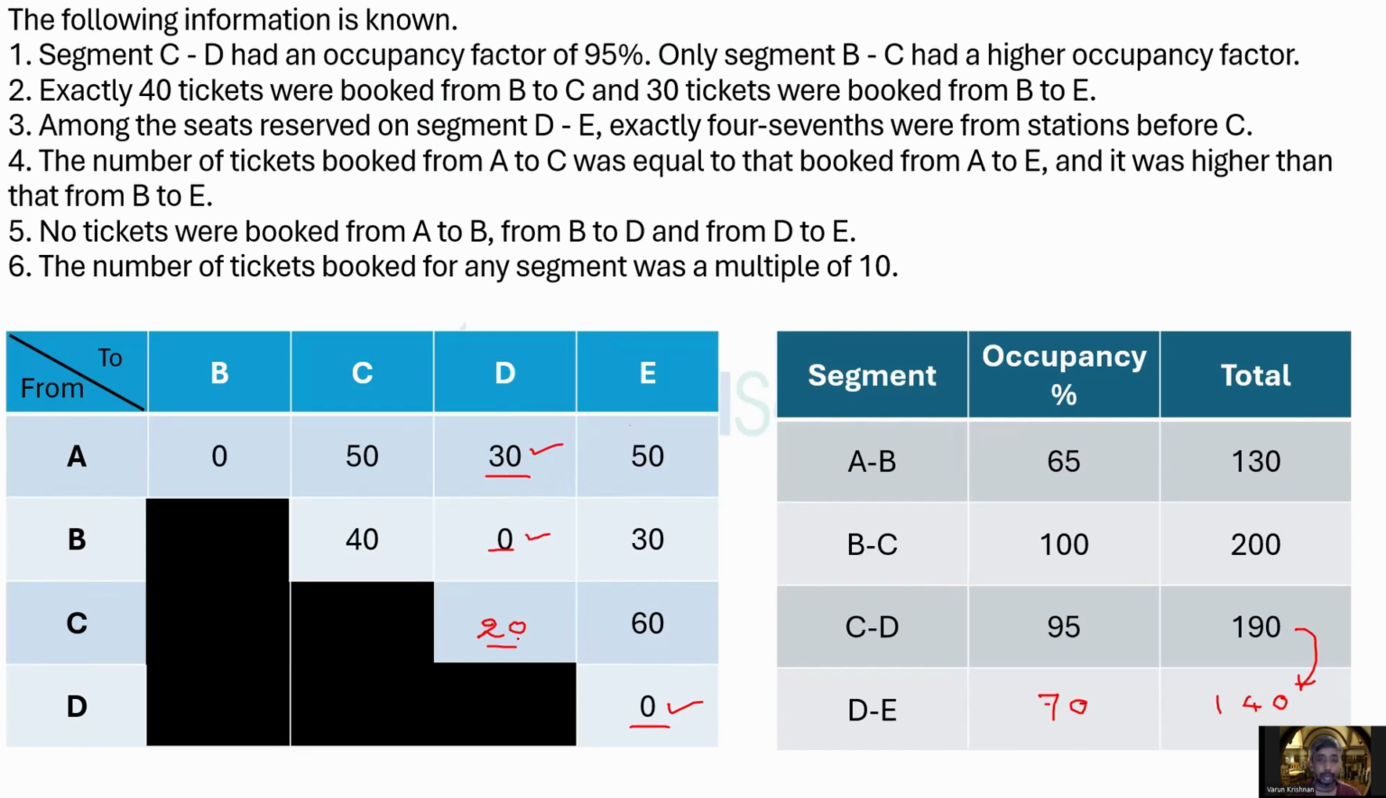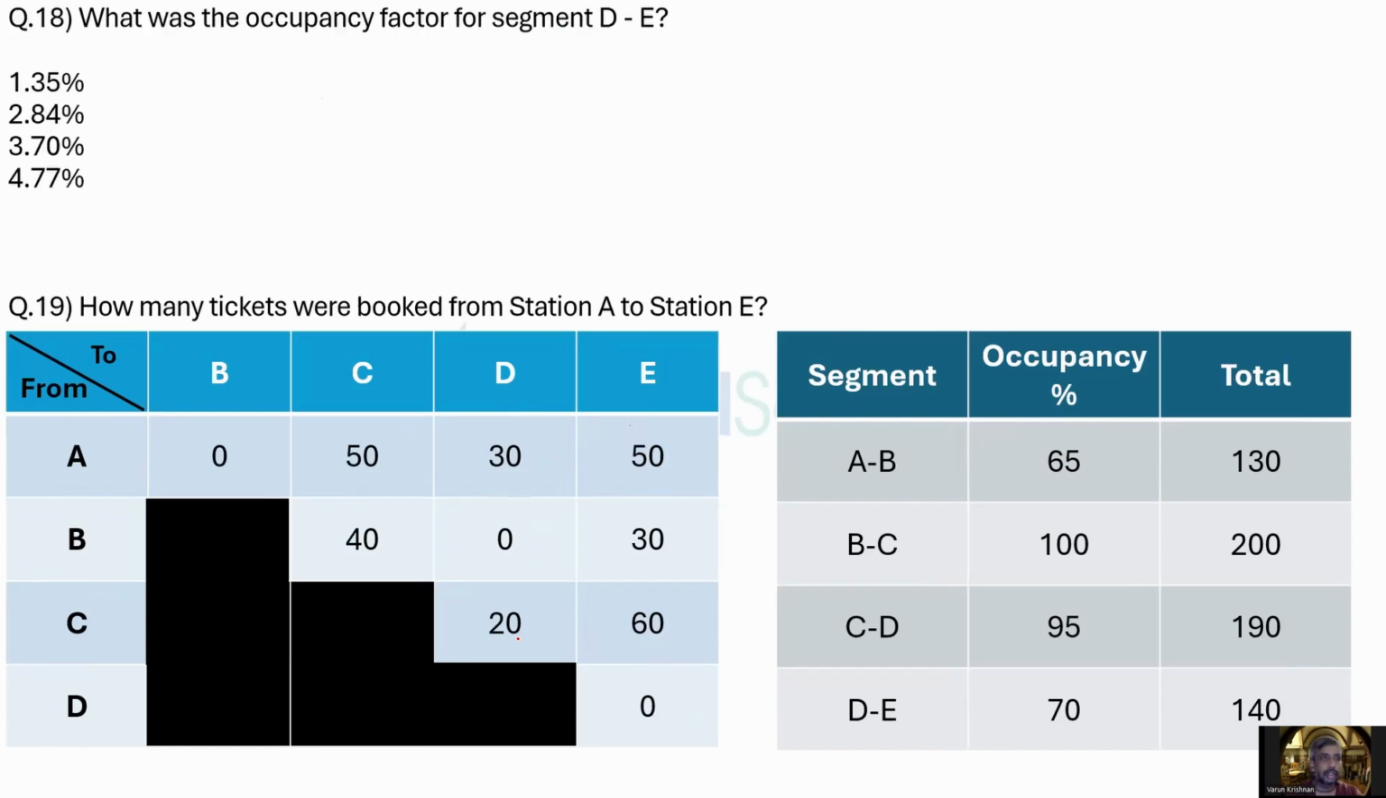So everyone who has booked a ticket from C to D would have also deboarded the train at D. So 20 people must have deboarded the train having a ticket from C to D. Remaining 30 people had a ticket from A to D. So that means our tables are now completely filled. That's it. Now the questions are very simple to solve because you solved the entire set. Now the answers are very simple.